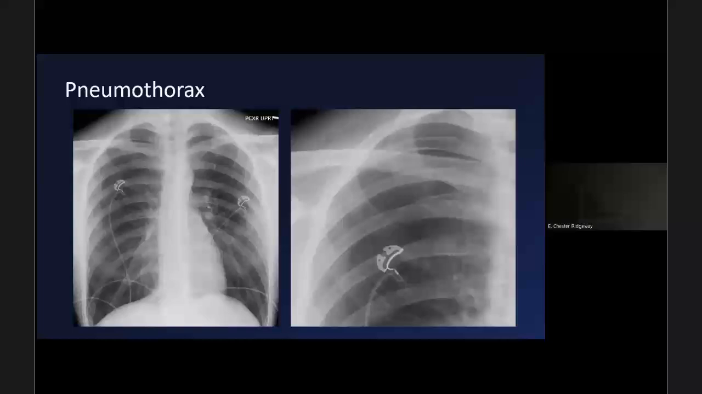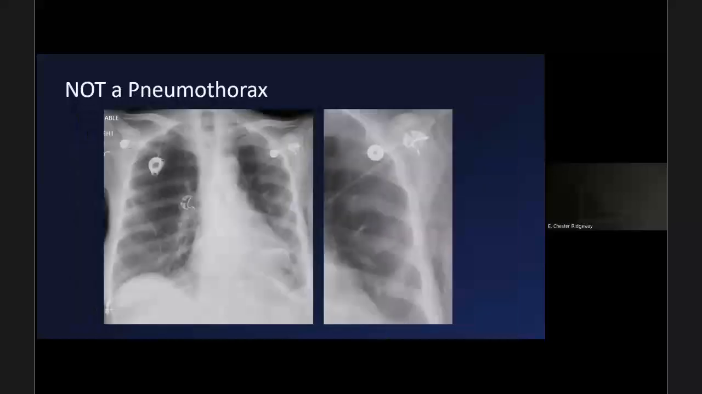This is a pneumothorax on the right here. This is a zoomed up image on the right. So here we see parenchymal markings. No parenchymal markings outside of it. Thin white line. This is a pneumothorax.